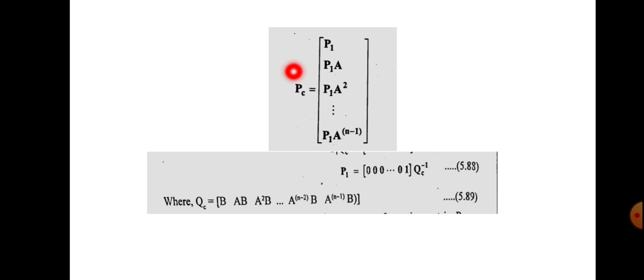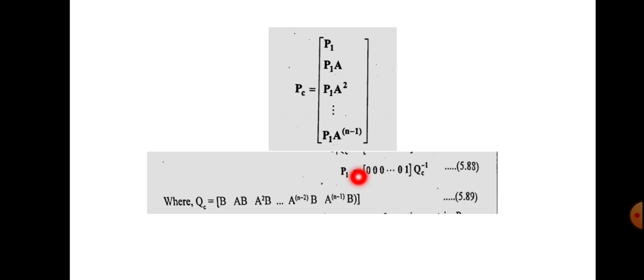So P1, the first entry, will be obtained by Pc equal to P1, P1A, P1A square, etc. up to P1A raised to n minus 1. And here P1 is obtained by 0, 0, 0, 1 QZ inverse. So this is the equation for P1, and you can substitute this P1 here. Similarly, here also you can substitute this P1.